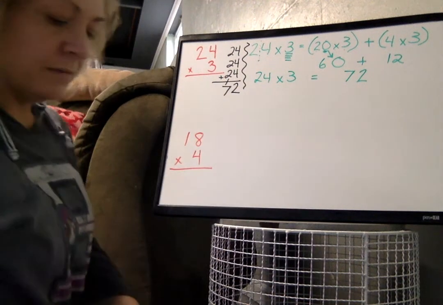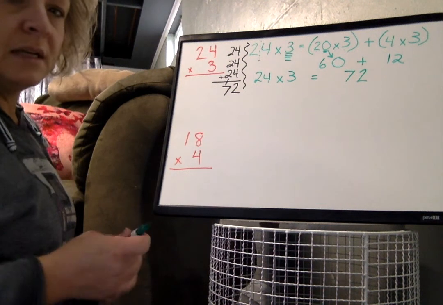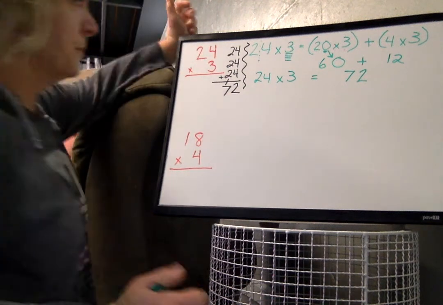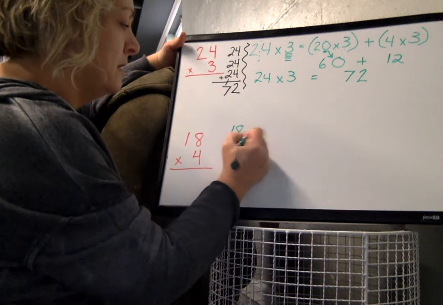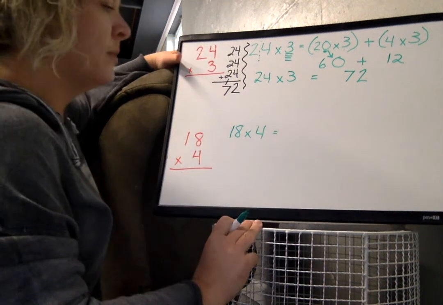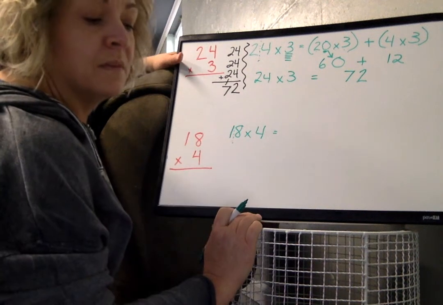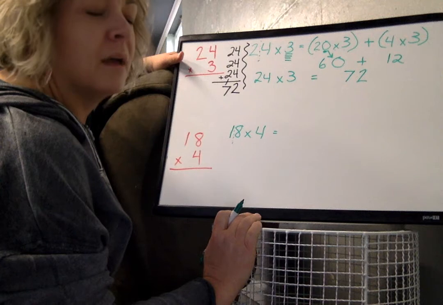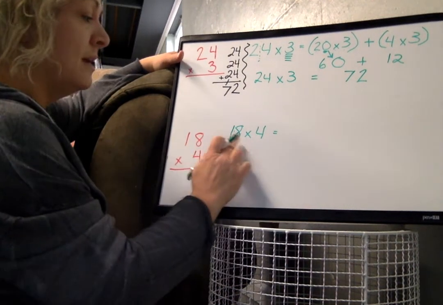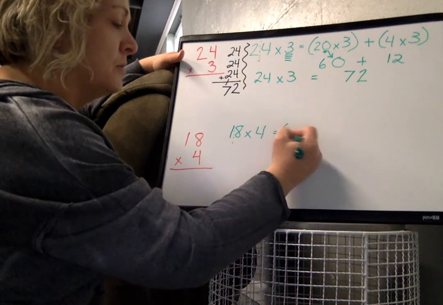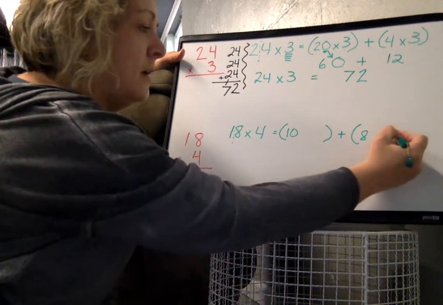Okay. All right. Let's move on to the next one. We have 18 times 4. So we're going to do break apart first. 18 times 4. I'll bet Peyton knows how to break apart 18. What do you think, Peyton? I can kind of hear Peyton. I hear her saying, let's break it into 10 and 8. You are right, Peyton. So I'm going to say 10 and 8.